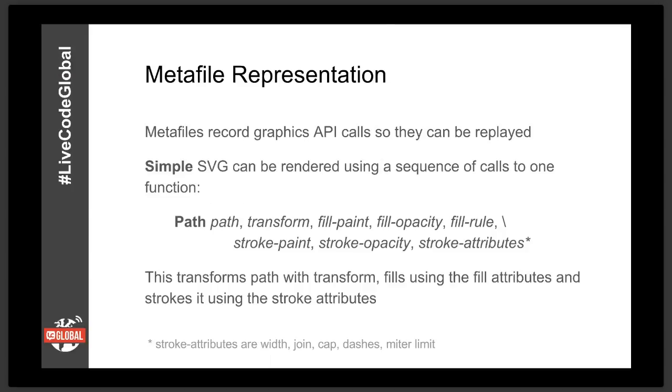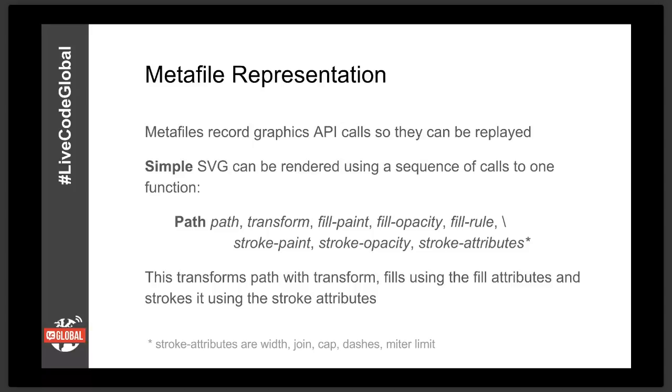Indeed, when one sits and thinks about it, and reads the SVG spec a couple of times and ponders what the SVG is actually doing, what it comes down to is simple SVG, and I define simple SVG to be basically things that are only composed of paths, fills, opacity changes, and stroke attributes. So that's not including things like transparent layers, clipping rects, and things like that. If you ignore all those other things, which are a bit more complicated, then you can basically render an SVG file by making a sequence of calls called path, which take the path you want to render, how you want to transform that path, the paints you want to use for filling and stroking, and the other attributes.